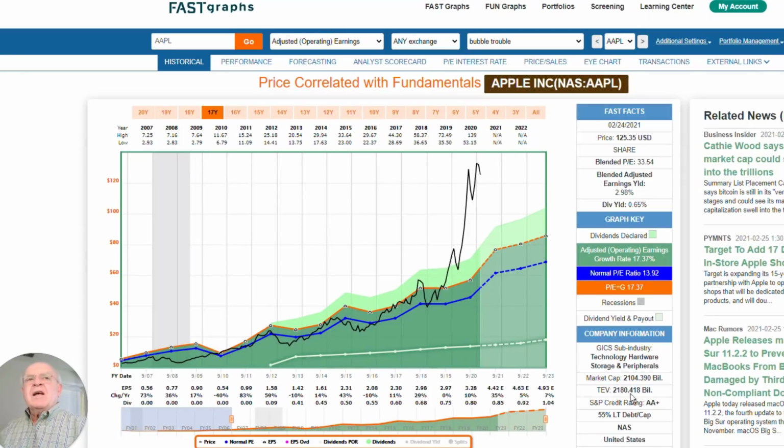A company like Apple, how big can Apple get? It's already a $2 trillion company. So all I'm saying is, I don't know if these stocks are going to collapse. I don't know if they're going to stay strong for another year or two. I have no way of predicting what the market might do in the near term.